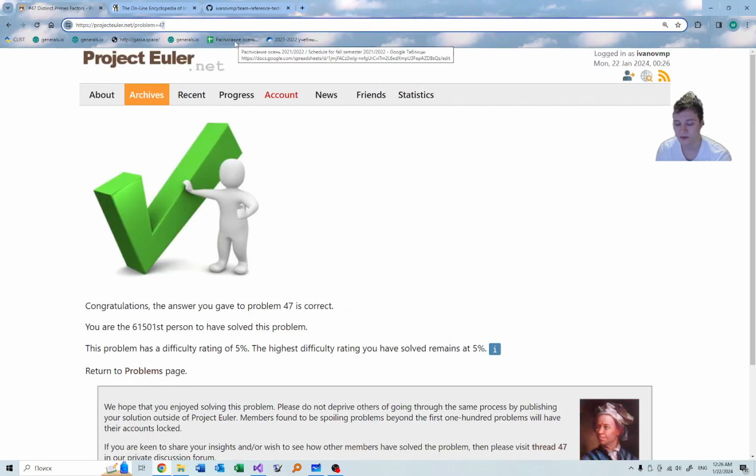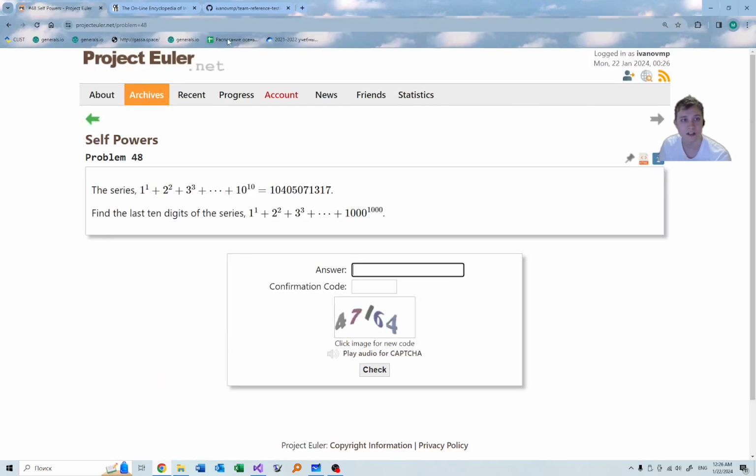And the final problem for today is problem 48. This series equals this number. Find the last 10 digits of this series. Okay, this is a standard problem on modulus multiplication, and modulus powers actually.